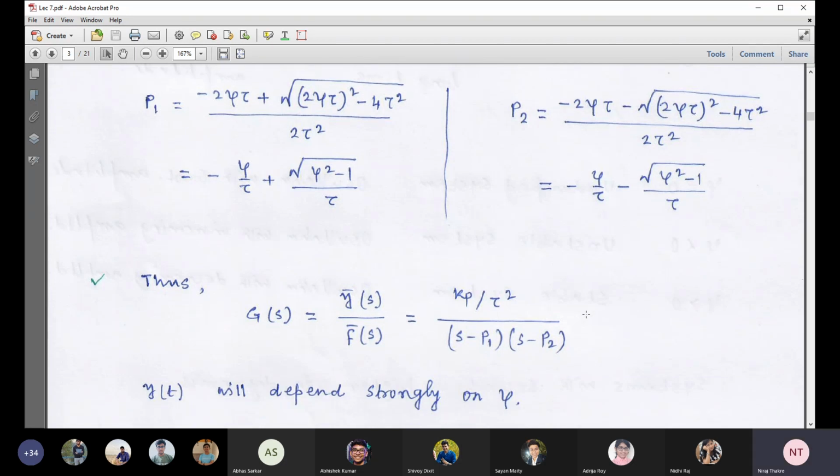So it becomes obvious that if we take the inverse of Laplace transform, we get the expression for y(t), and it depends strongly on zeta. P1, P2, they are depending on zeta. So we can say that y(t) strongly depends on damping factor zeta.